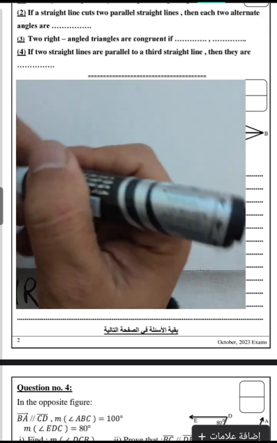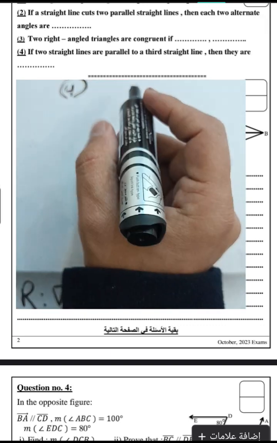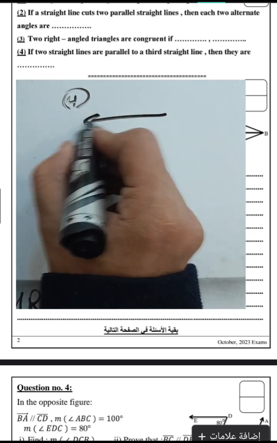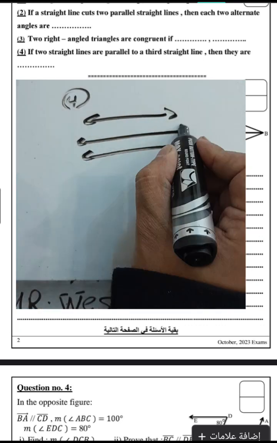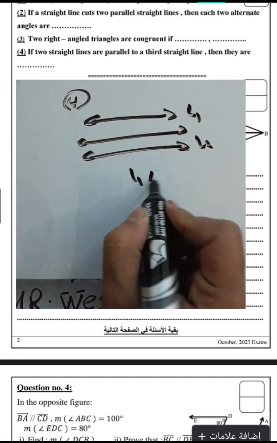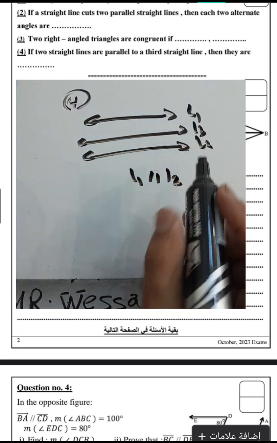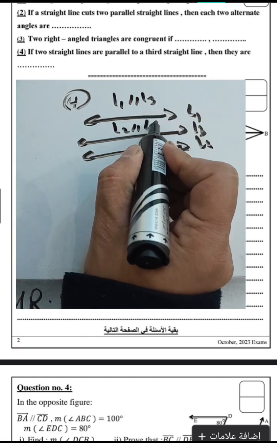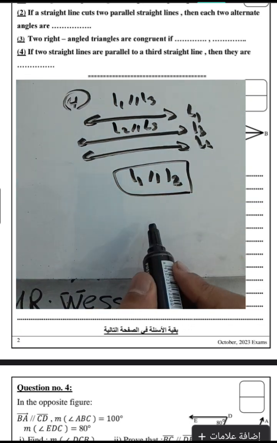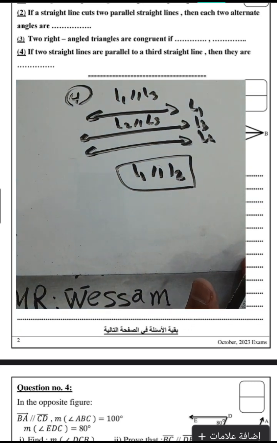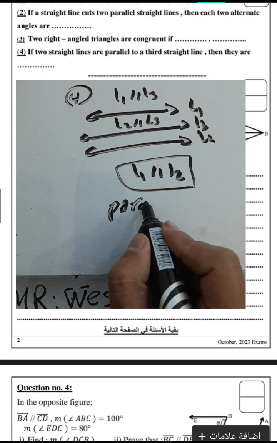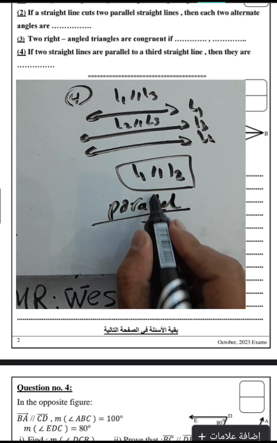Question number 4. If two straight lines are parallel to a third, then they are what? They are parallel. We have L1 and L2, and we have L3. L1 is parallel to L3 and L2 is parallel to L3, then L1 is parallel to L2. It means if two straight lines are parallel to a third straight line, then they are parallel.